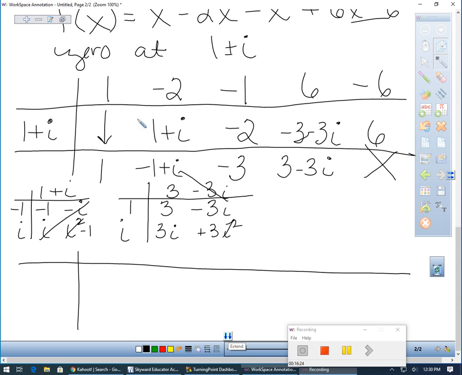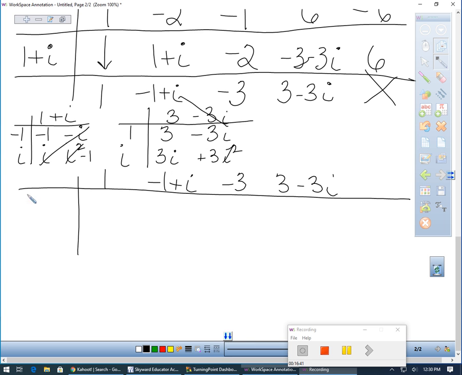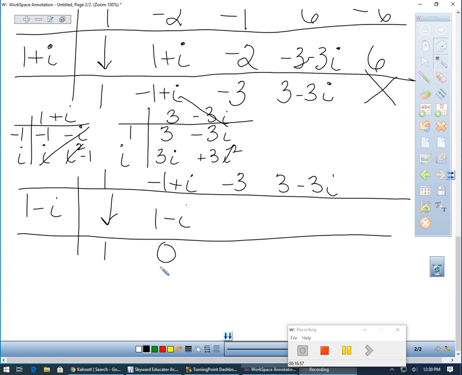Alright, so again, I'm going to write down here just so we have a clean slate to work with. I have 1, I have negative 1 plus i, I have negative 3, and I have 3 minus 3i. And my next 0 is 1 minus i. The first thing I do is bring down the 1. 1 times 1 minus i is 1 minus i. Add these together, what do we get? 0. Okay, 1 minus i times 0.